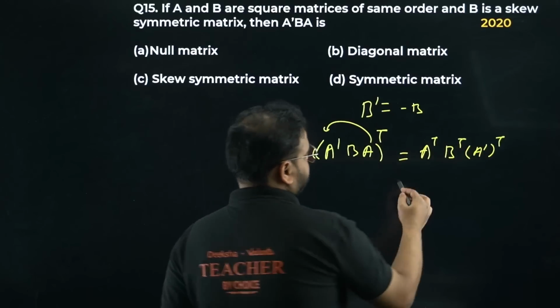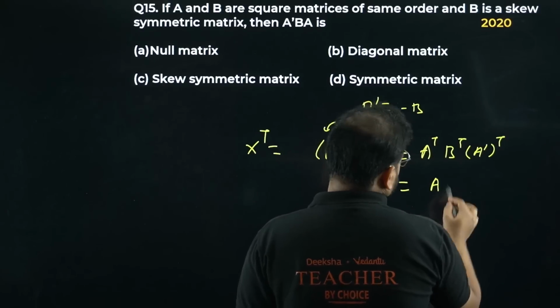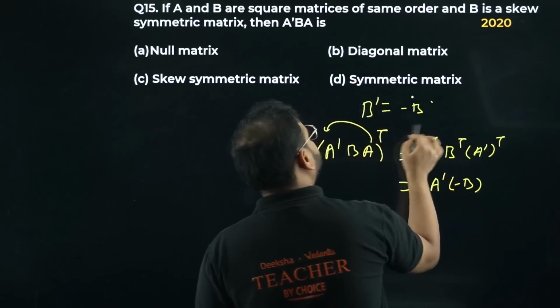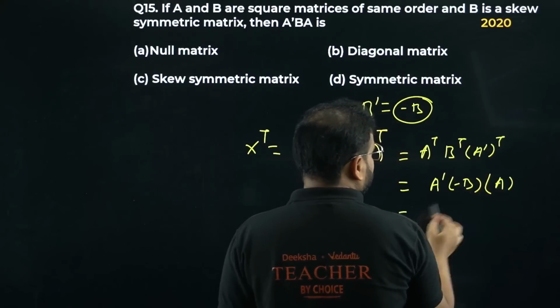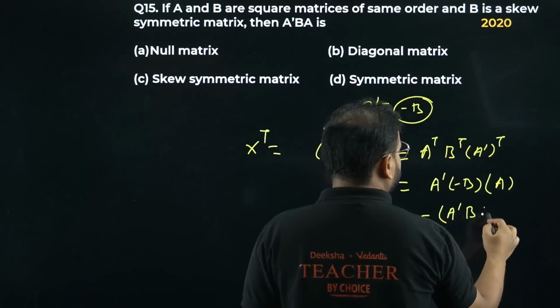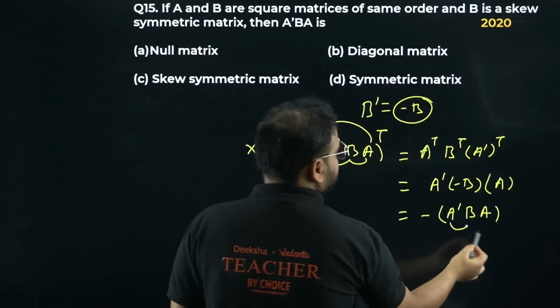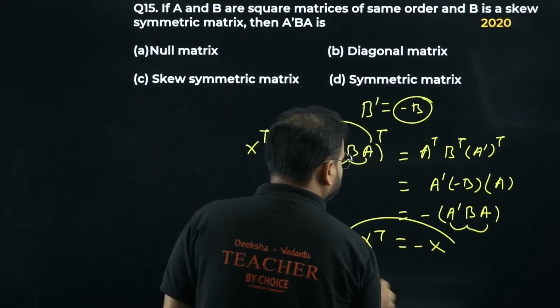Now check this out. A transpose, we'll write like this, and we'll write B transpose as minus B from here, and we'll write this as A transpose transpose, it will become simply A. Can I take my sign outside? It will become A dash B A. Check carefully. A dash B A means minus X only, no? So I'm getting X transpose as minus X.